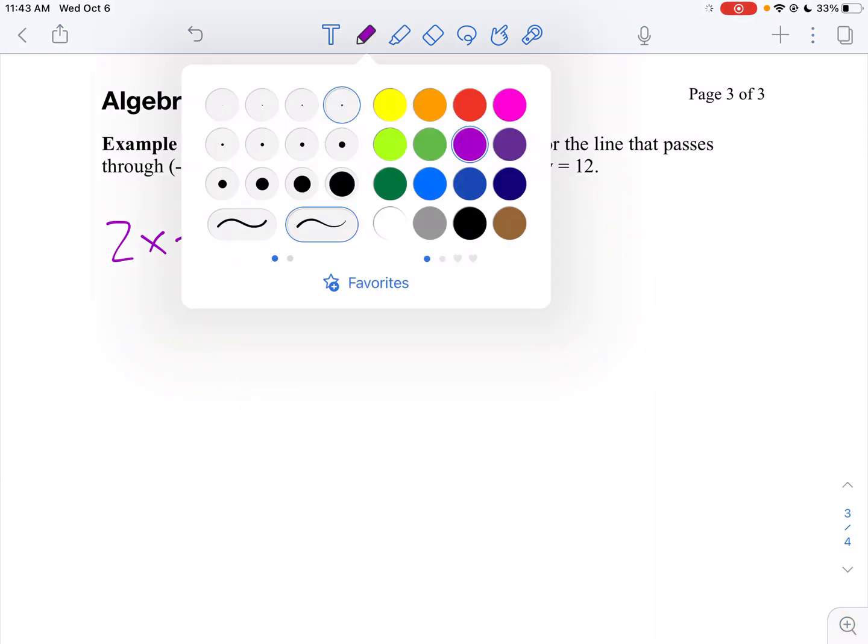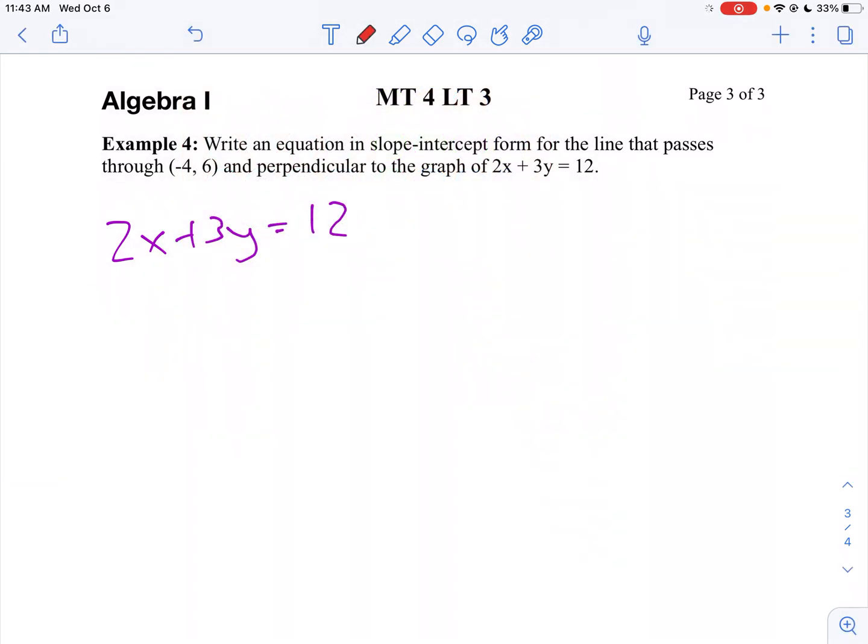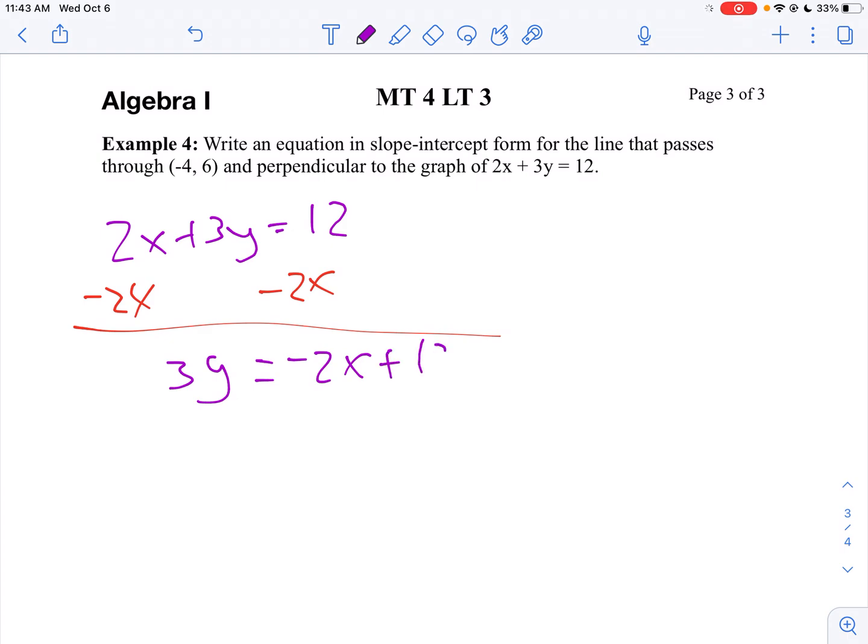So what I'm going to do first off, I'm going to subtract 2x from both sides. So then I bring down my 3y, because the x's cancel, equals negative 2x plus 12. Then I'm going to divide everything by 3. So y equals negative 2/3 x plus 4.